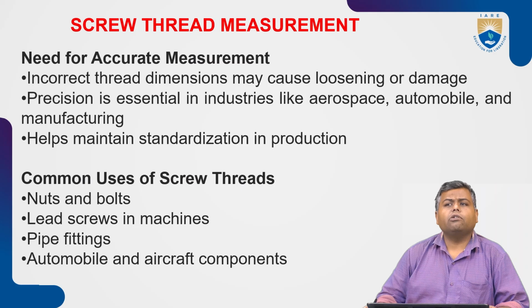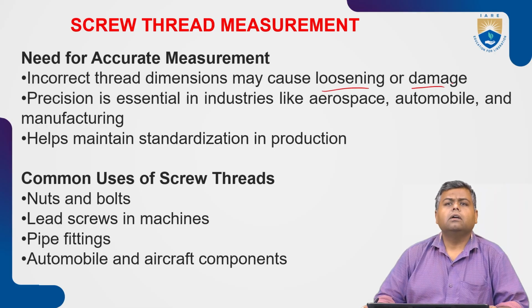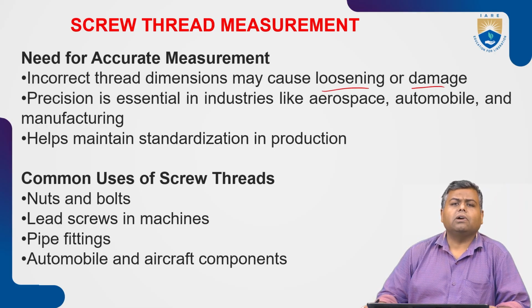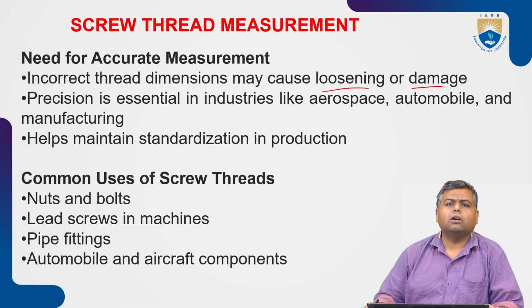What is the need for accurate measurement? Incorrect thread dimensions may cause loosening or damage, which is very dangerous in nature. The LPG cylinder is one example of threading. The LPG knob is made of brass and it is threaded. If the threading is damaged, we may have a huge loss in terms of life. So precision measurement or precision tightening of the parts is very essential, and it is also essential in industries like aerospace, automobile and manufacturing, which helps maintain standardization in production.